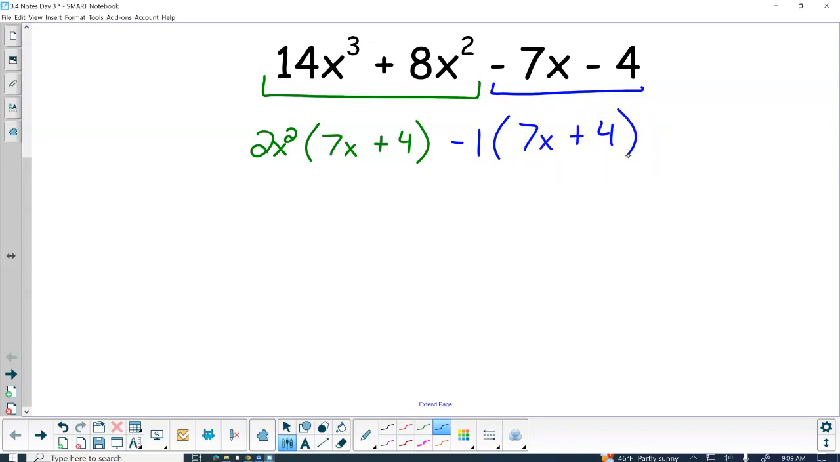Okay. Out of both, I can pull out a 7x plus 4. And that's going to leave me with 2x squared minus 1. Can I factor 2x squared minus 1? Yes? What?